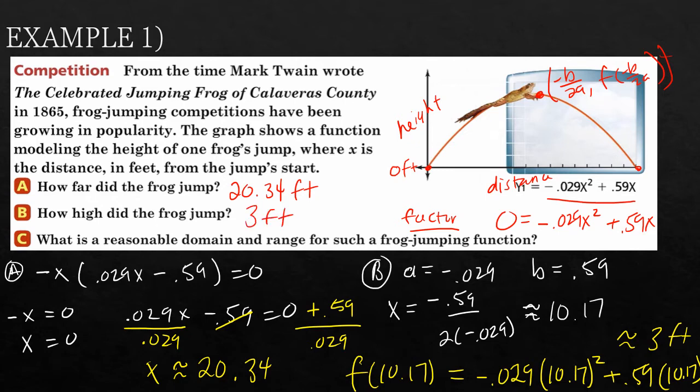Okay, so this was asking about the domain and range here. If I'm looking at the domain and range, my domain is based on my distance and my range is based on my height that I jumped. So the domain and range for this would be, domain, so part C.